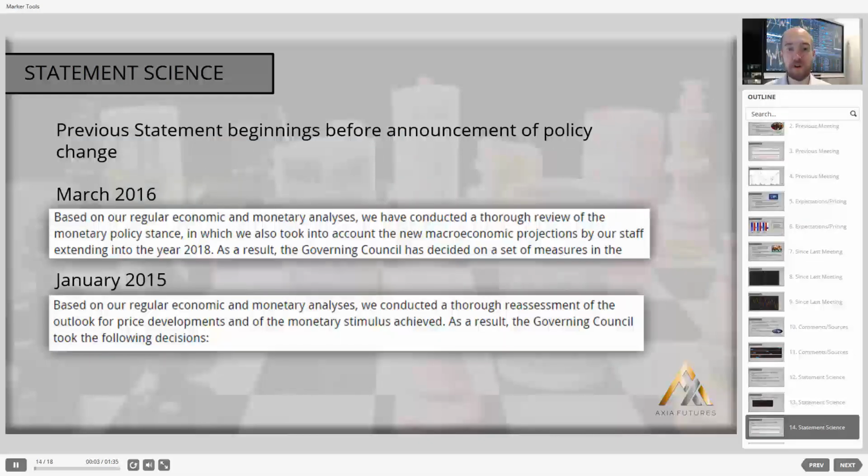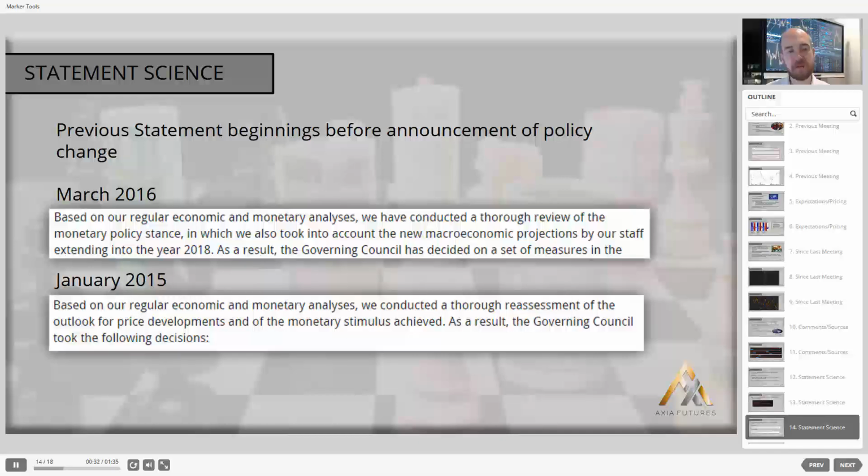Moving on, a quick look at previous statements and a look at how the statement starts if there's been a change in policy, and this is key. When there's a change in policy, you will often see a change in the structure of the statement, and that tone tells you that there is likely to be a change, and potentially, as you already know the expectations, it tells you what that change is going to be.